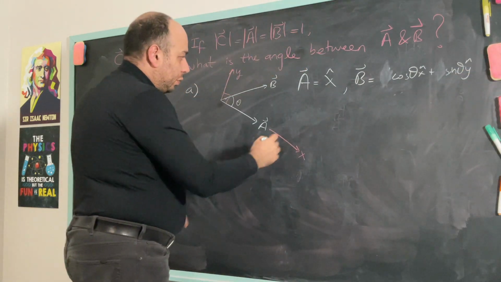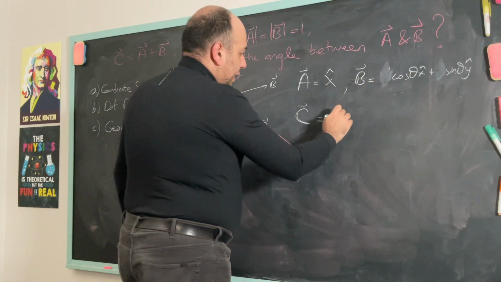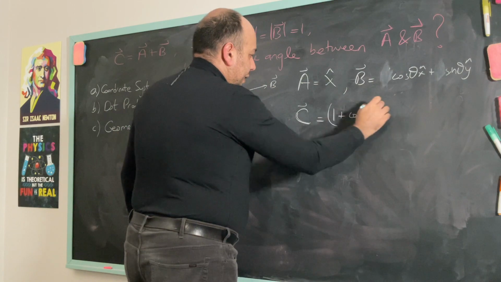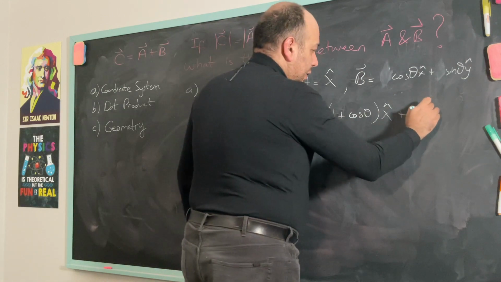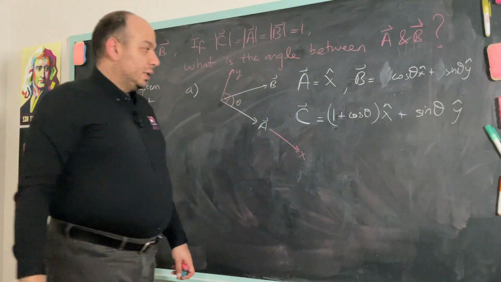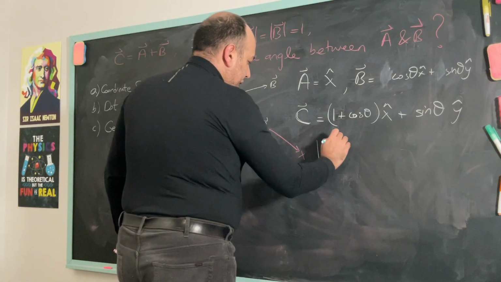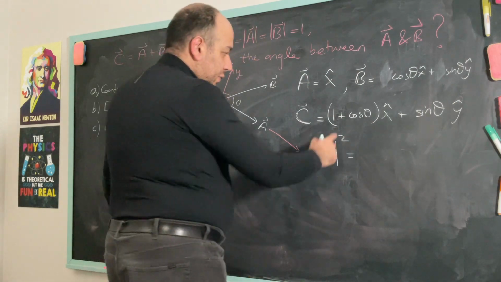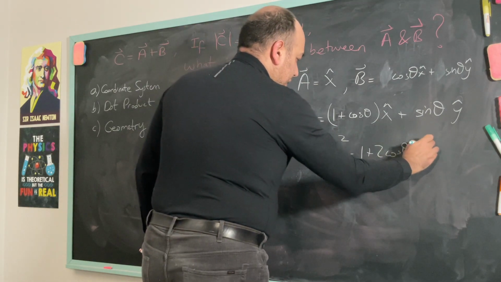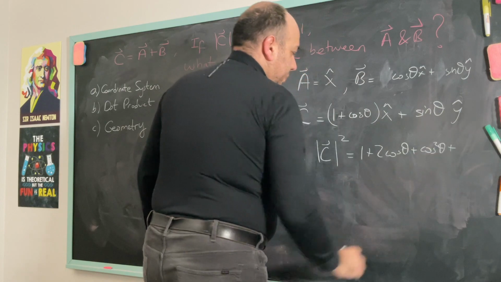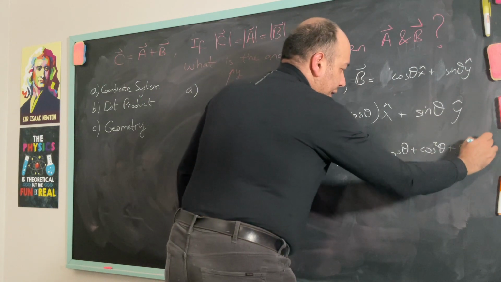Now I can write the components of C vector in general. In x, I have 1 plus cosine theta, x hat, plus the y. A has no y component. It's just sine theta y hat. Okay, from this relation, I know that C's magnitude squared would be equal to 1, which is equal to the square of the x component, which is 1 plus 2 cosine theta plus cosine squared theta, plus the square of the y component, sine squared theta.